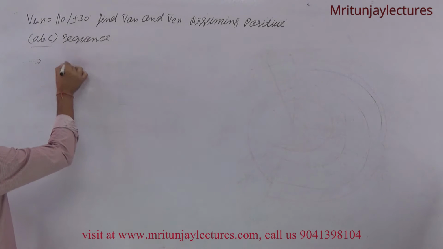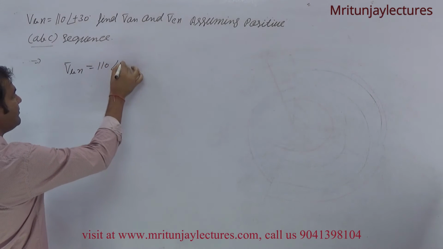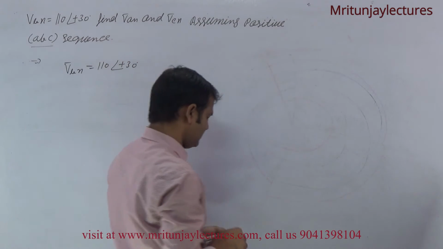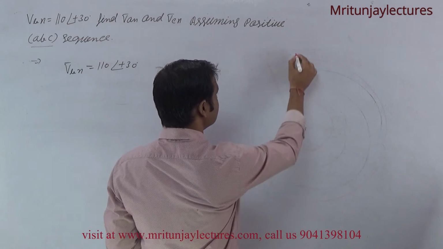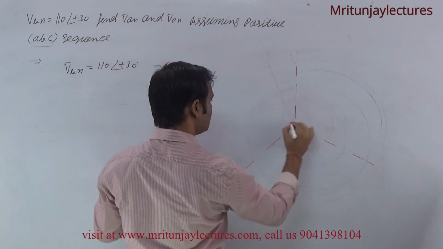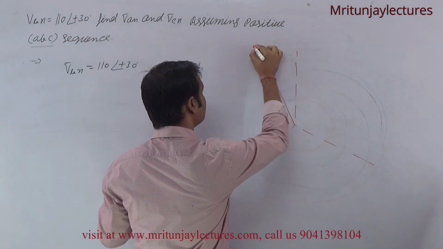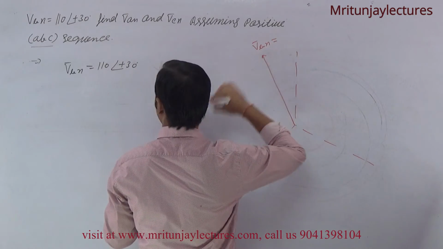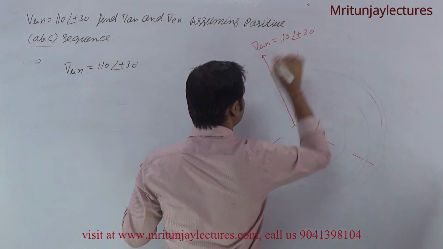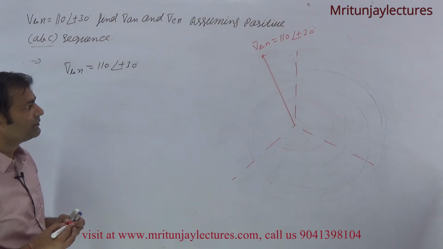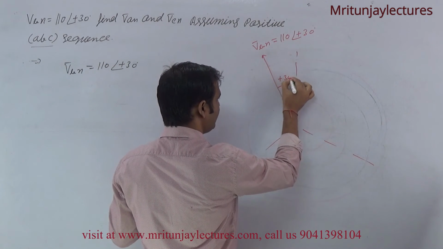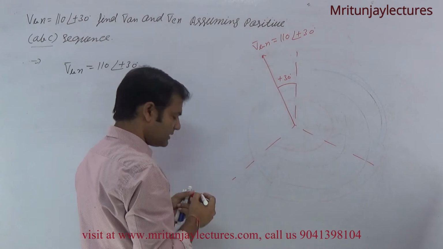VAN is written as 110 at the angle plus 30 degrees. Clear? Okay. And make VAN represented like this, that is VAN equal to 110 at the angle plus 30 degrees. Clear? If this is a positive sequence, it is positive plus 30.